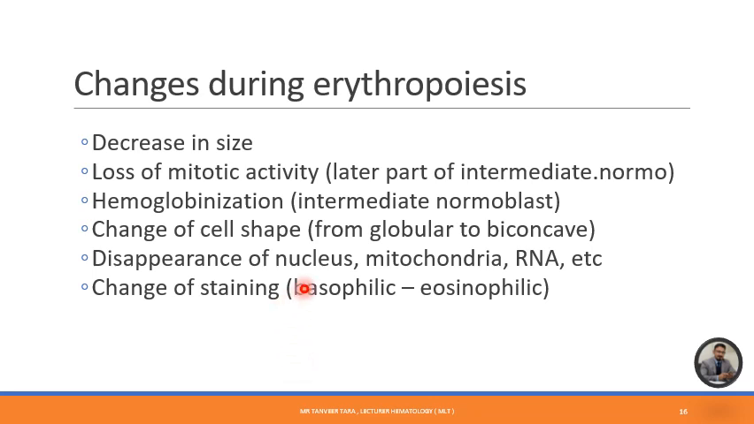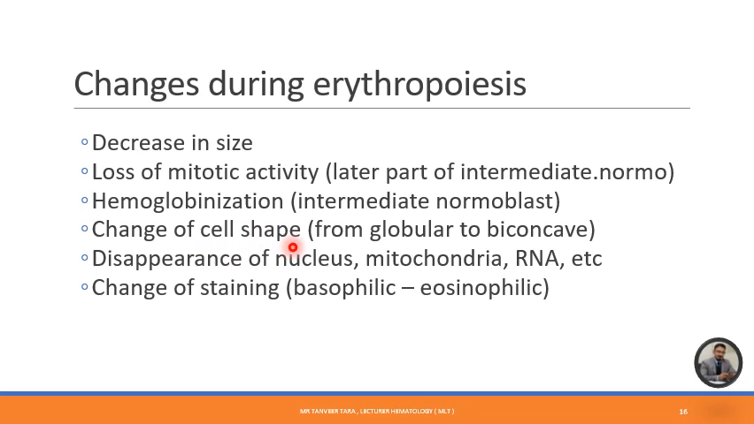So the changes during erythropoiesis: the first is decrease in size, then loss of mitotic activity, basophilia and nucleus are getting low, and whenever the nucleus is extruded, mitotic division is completely finished in these cells. So mitotic division slowly and gradually reduces, because no function is required then. Then hemoglobinization. In the first two stages, we are not seeing any polychromasia, but in the third stage, we are seeing hemoglobinization, and Hb appears for the first time in the polychromatophilic cell or intermediate normoblast.